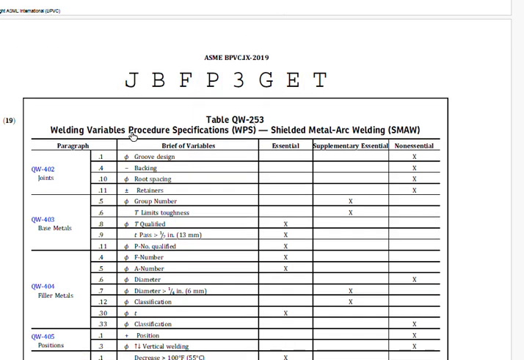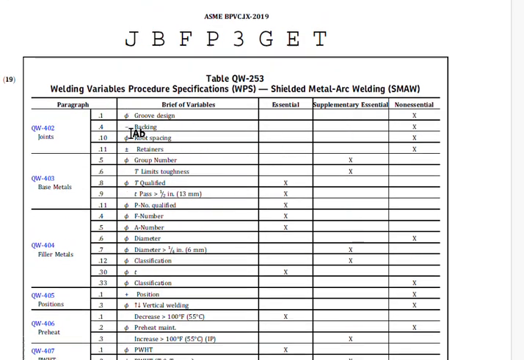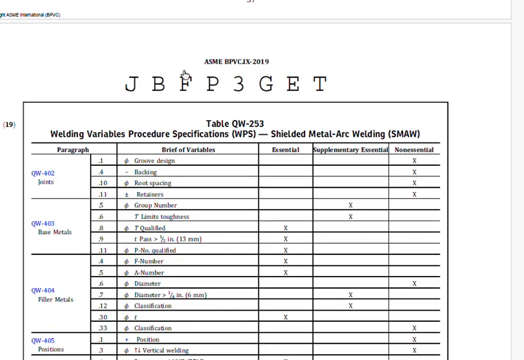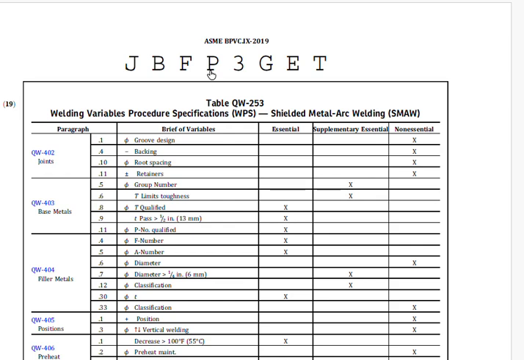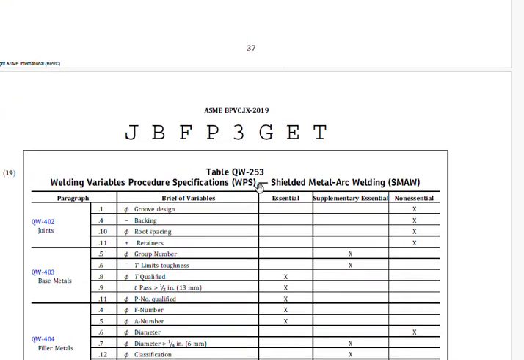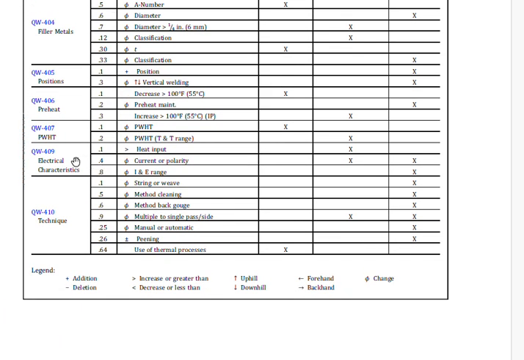Because J stands for the joint design. Base stands for the base metal. F stands for the filler metal. P3 means there are three Ps: position, preheat and PWHT. And after that, G stands for the gas. Where is the gas? Because it's the SMAW process, there is no gas.